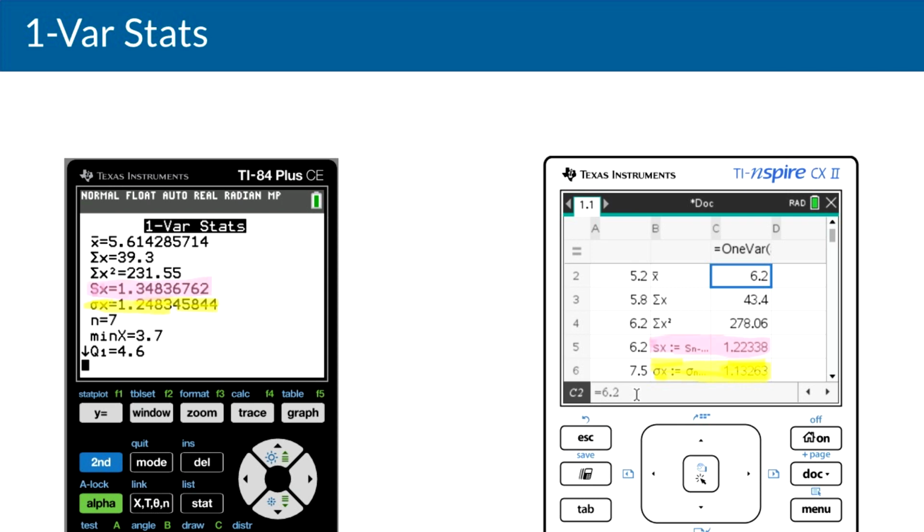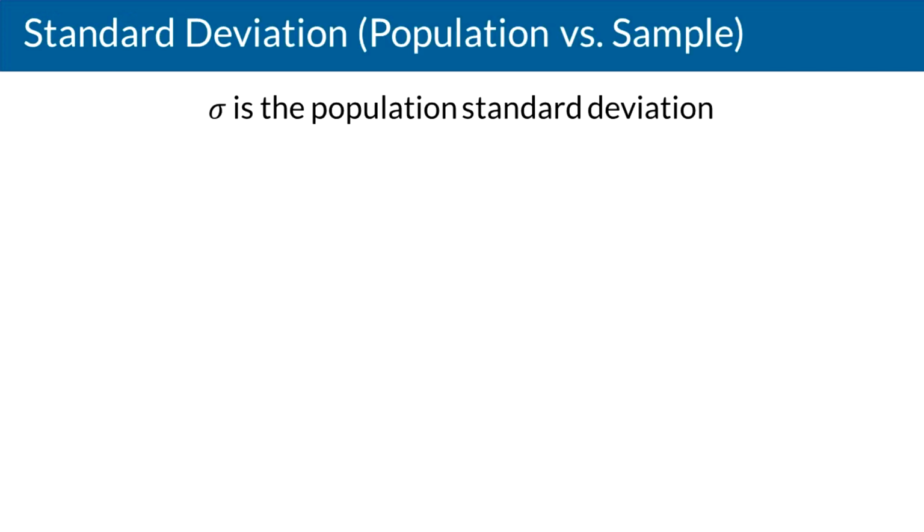Some of you might notice that there's a value positioned directly above the standard deviation I'm referencing that's labeled as S rather than sigma. And if you look closely when you do your one variable statistics, you'll often notice that that value is very close to the sigma value that we're using. This is the distinction between a population standard deviation versus a sample standard deviation.